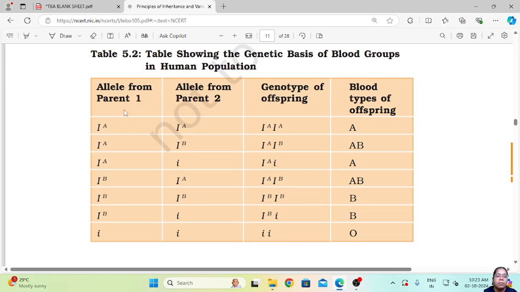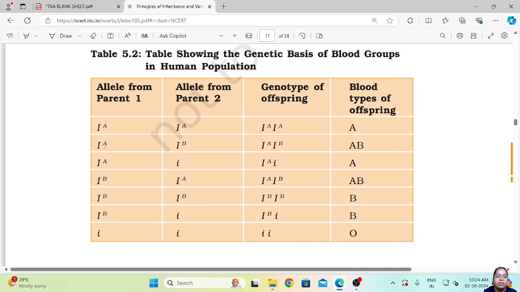So the allele from parent 1 is IA and from parent 2 is IA. IA and IB, both the genes are dominant. So if the offspring inherits IA and IA from both the parents, the offspring will have blood group A, because over here it is IA and IA, so both the genes are dominant, so it will be A blood group.